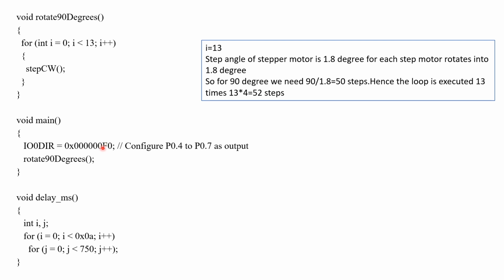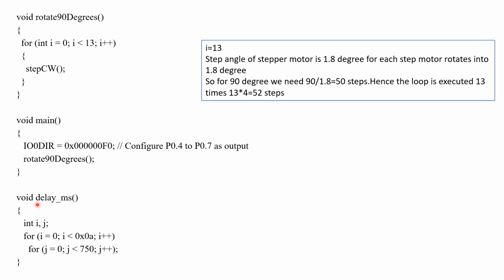So through this port only we are going to transfer or send the data, the sequence of data 9568. This data will be sent through this port P0.4 to P0.7. For this, we need to make this port as 1, 1, 1, that is the F value, right? Then you can rotate 90 degrees, then you can close the loop.